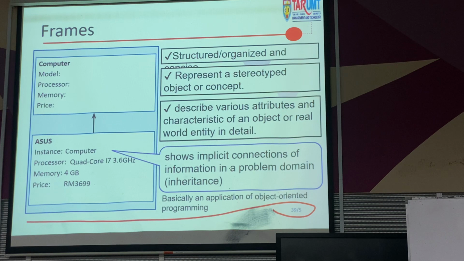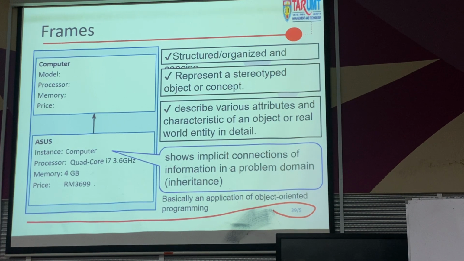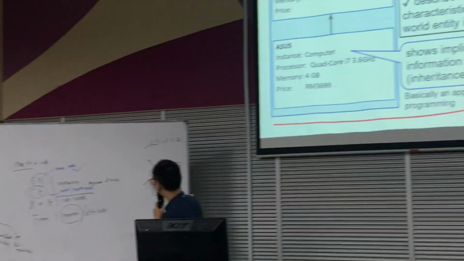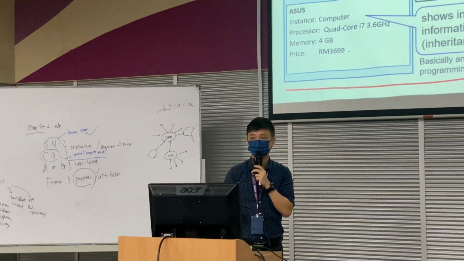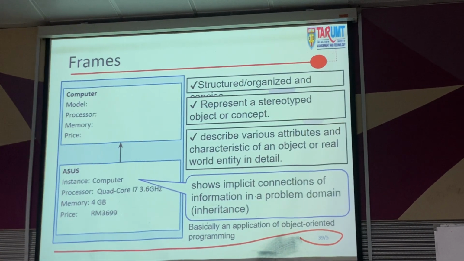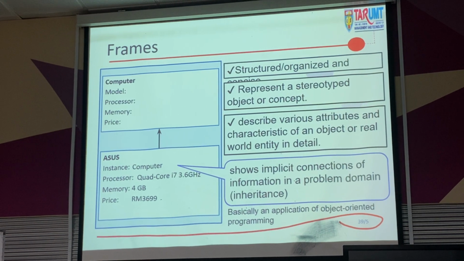You have a computer. Okay, then you join to the ASUS. Then you have a lot of properties, and computer also has its own properties, the default properties. What if let's say computer has other brands? This is just one of the examples. You have other brands, right? Then your map will be very big, and it is not suitable to use a semantic network to represent the attributes or the characteristics. So what is the advantage here? It is more structured, organized, to represent a stereotype object.